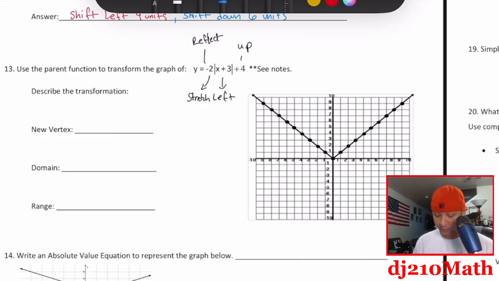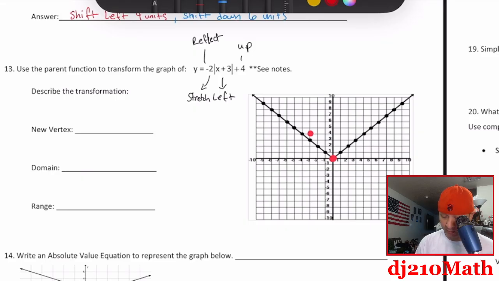Okay, so let's start with just moving the vertex. The new vertex. Where's the new vertex going to be? Well, here's the vertex, the old one. And we're going to move it left 3, up 4. So left 3, up 4. 2, 3, 4. Okay. So the old vertex, there's the new vertex. Instead of opening up, it's going to open down.